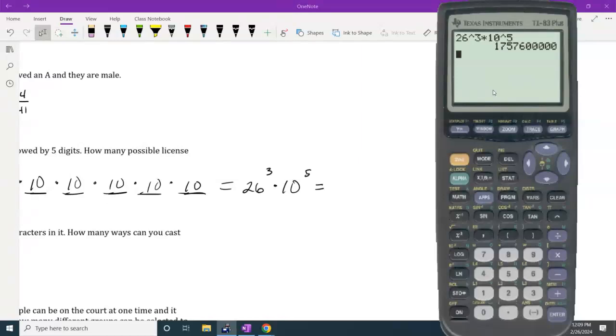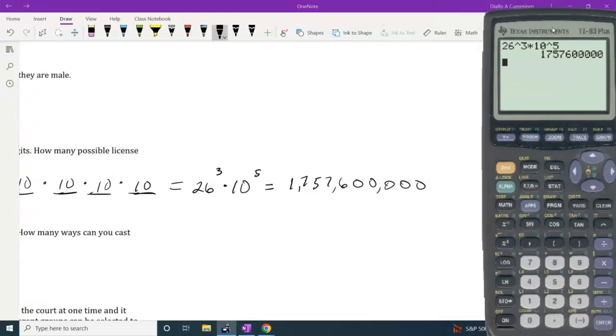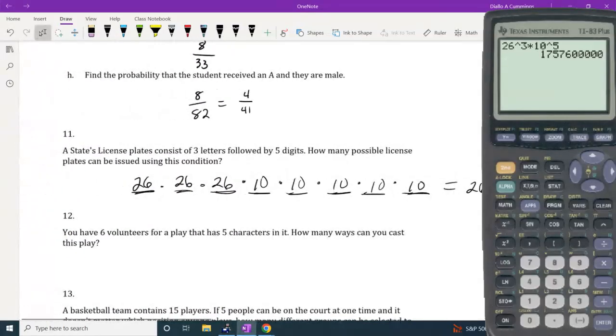That's kind of crazy. So this would be 17576. So that would be 1,757,600,000 possible license plates, which is a lot of license plates. I don't think it's a billion people in a state.